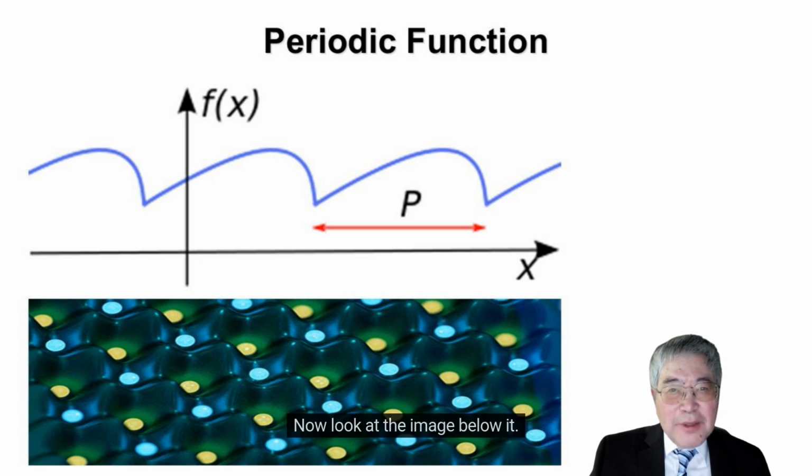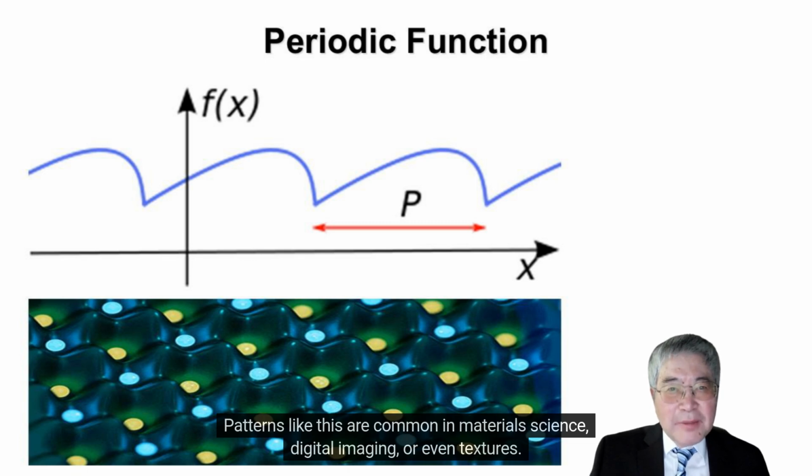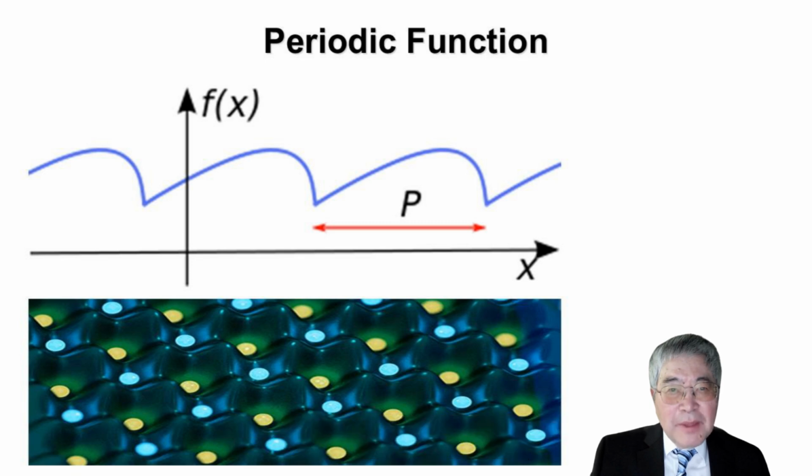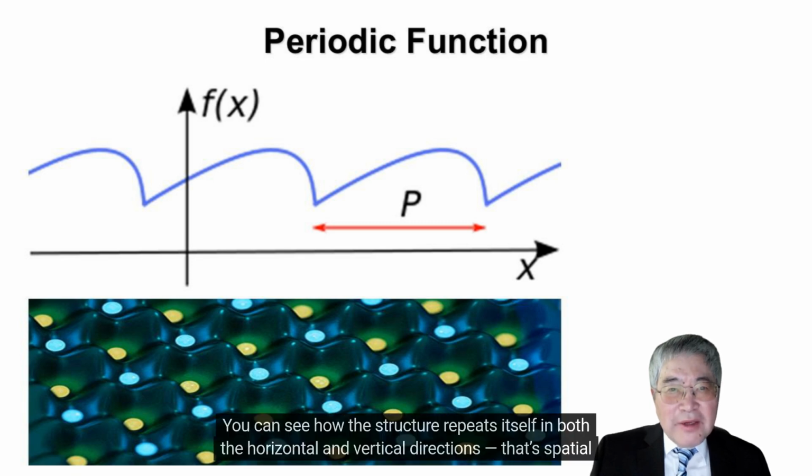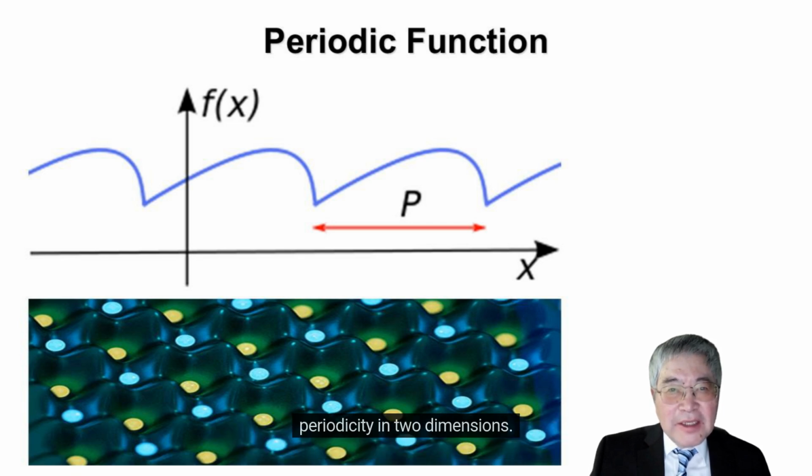Now look at the image below it. That's a real-world example, a 2-dimensional periodic pattern. Patterns like this are common in materials science, digital imaging, or even textures. You can see how the structure repeats itself in both the horizontal and vertical directions, that spatial periodicity in 2 dimensions. So what is our goal?